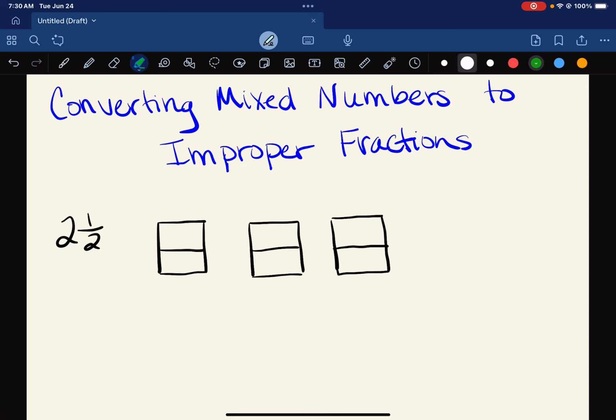2 and 1/2. If I look at the figures drawn, and use your imagination please, they're congruent. I am going to shade one entire figure, 2 entire figures, and then half of the last one. How many halves are there? 1, 2, 3, 4, 5 of these halves are shaded. So 2 and 1/2 is equal to 5 halves.